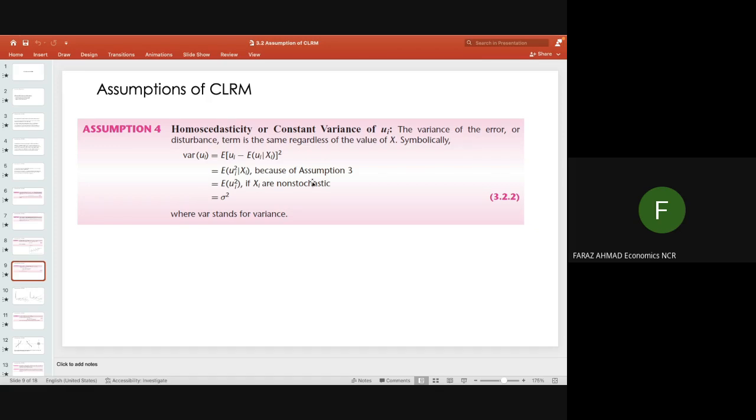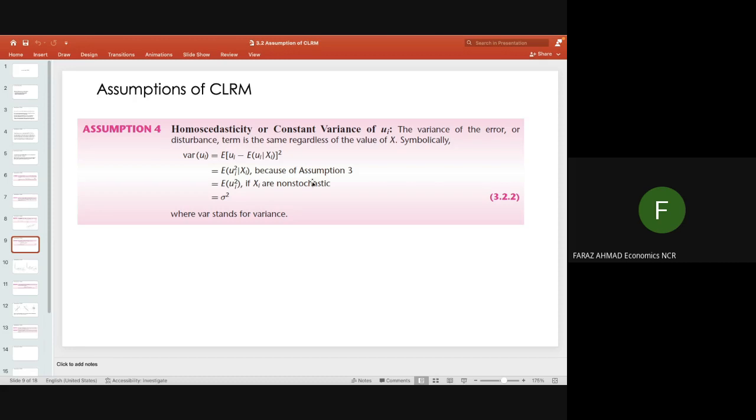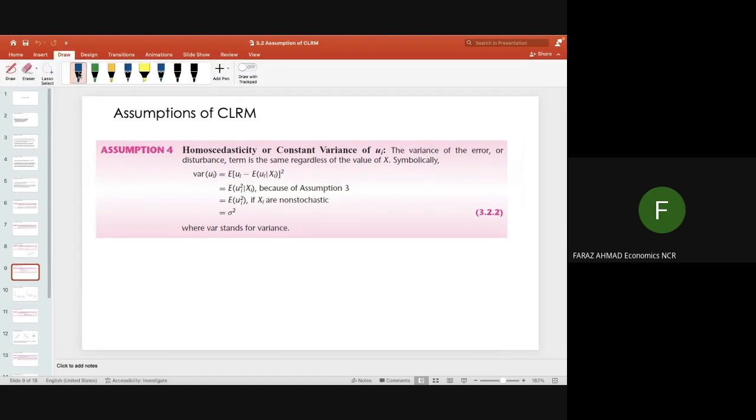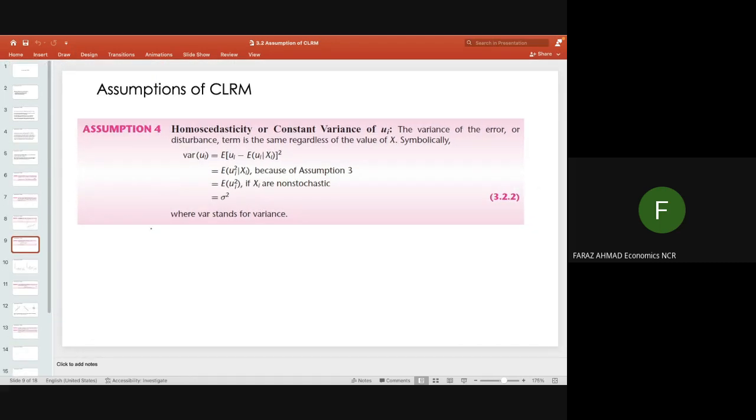So here, as you can see on the screen, it is written: expectation of u minus expectation of u given x, whole squared. This expression is the variance of u.